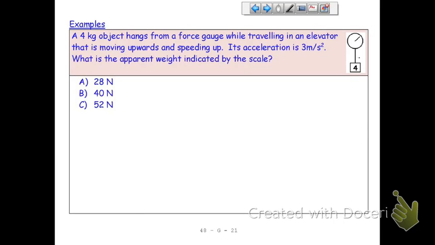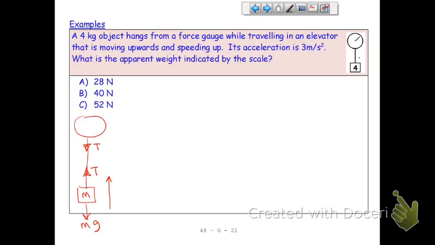A 4 kilogram object hangs on a force gauge while traveling in an elevator that is moving upwards and speeding up. Its acceleration is 3 meters per second squared. What is the apparent weight? The weight is the weight. The weight is mg. The tension now is the thing.